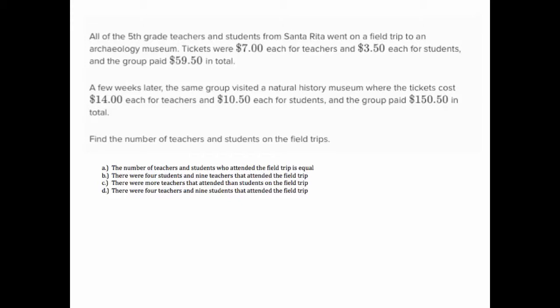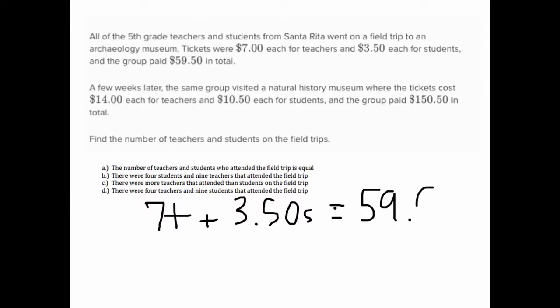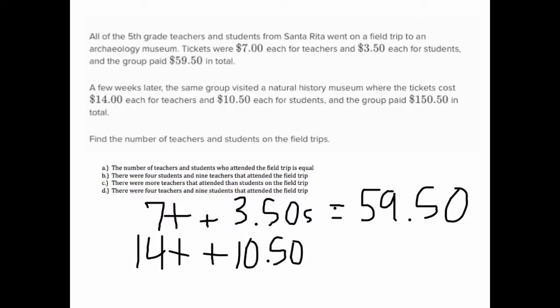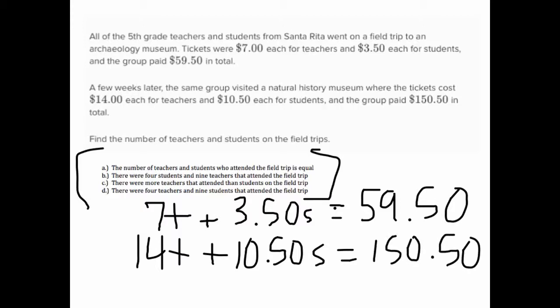I'm just going to go ahead and write our systems. 7 per teacher plus $3.50 per student equals $59.50. If that's not on your paper, put it on your paper now. Second equation, 14t plus $10.50 per student equals $150.50. Now, before I can answer this question, I need to solve the systems. Let's go ahead and do that.